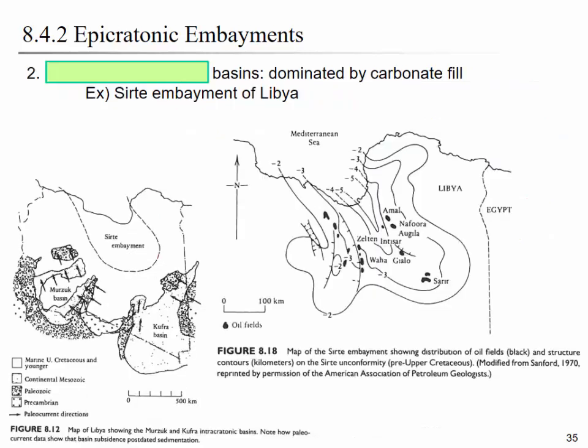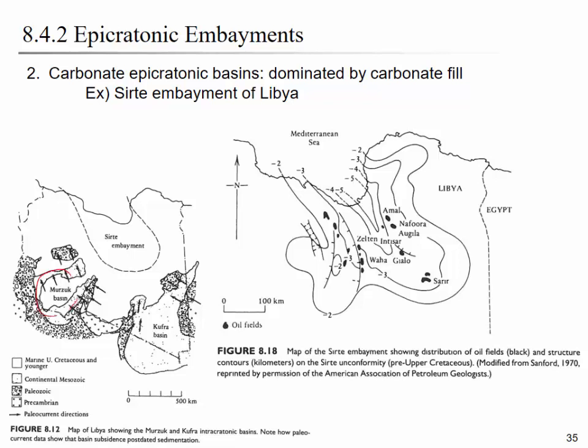Okay, the other one is the carbonate epicratonic basin. Carbonate is very promising, and it's a kind of evidence to show you that you may have good hydrocarbon potential, because carbonate can form in the marine environment.